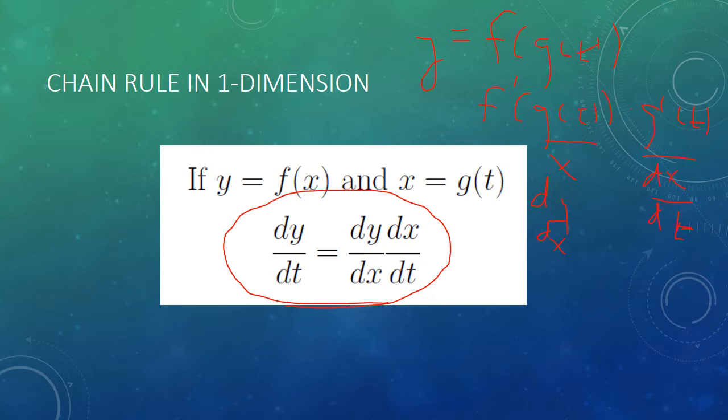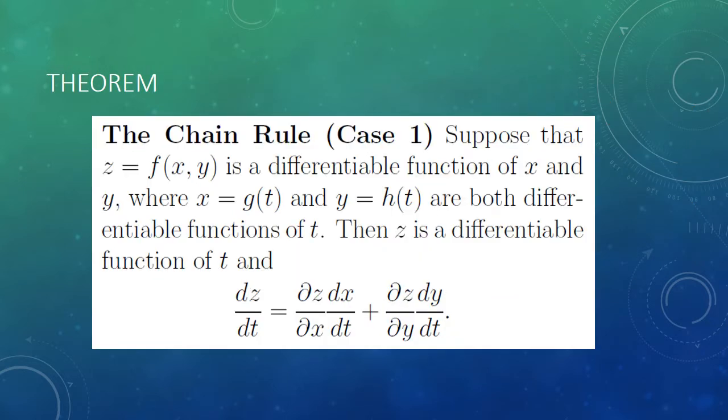So dy dt is equal to dy dx times dx dt, which is pretty easy to remember because it looks like the dx's are going to cancel. What's nice about writing it this way is that it's easy to see how to generalize this to multiple dimensions. So in this case, z is a function of both x and y, but both x and y depend on some independent variable t. If we plug both of these in here, z is a function of t.